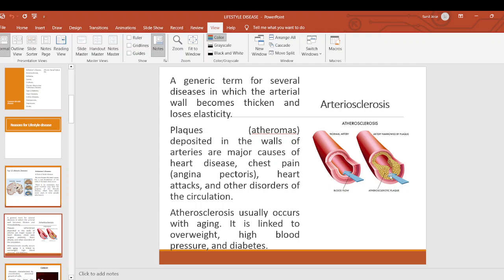Just reduce 100 from it, minus, then we will get the optimum weight. If your height is 170, the weight allowed is 70 kg. If your height is 150, the weight allowed is 50 kg. So that is how we can find our ideal weight or optimum weight.